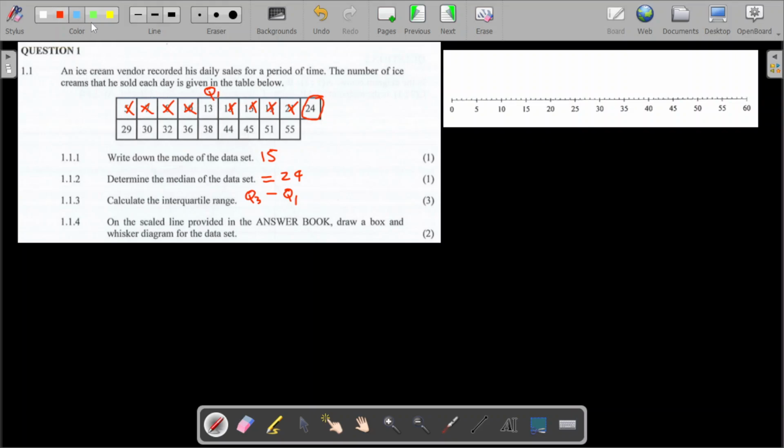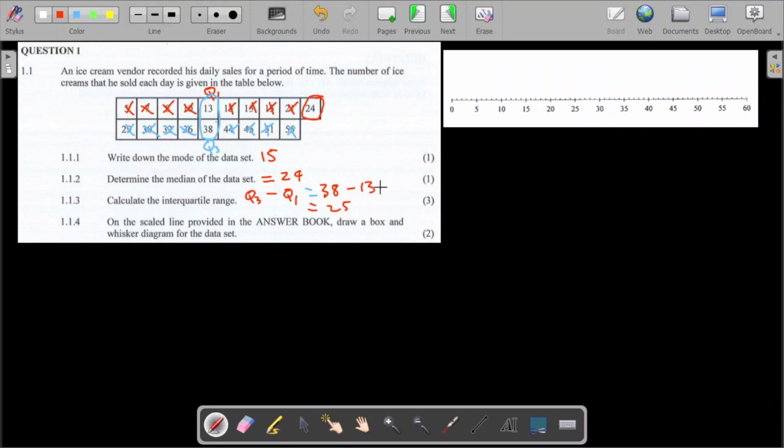Now let's go and find Q3. So pairing this and that, and then this and that, and then this and that, and then this. Oh, I forgot this one here. Now this is going to be my Q3. So I hope you can see Q3 is going to be 38. Now the interquartile range is going to be 38 minus 13, which gives my answer of 25. So this is going to be my interquartile range.